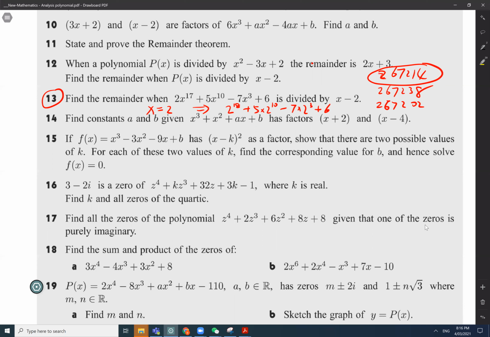Okay. The remainder is a big one: 267,214. Okay. Next one.